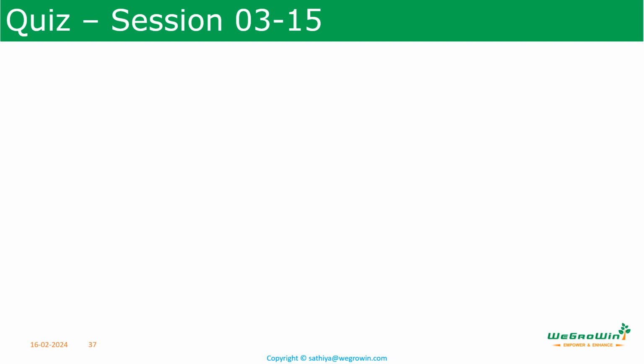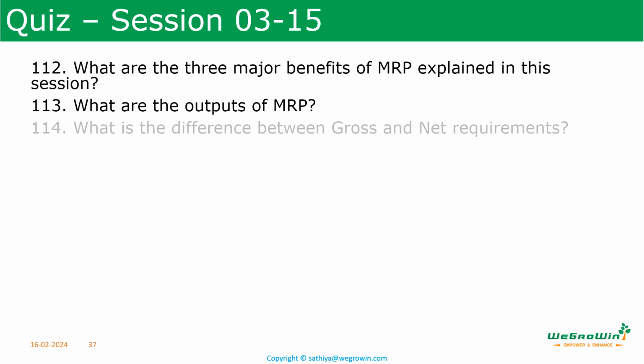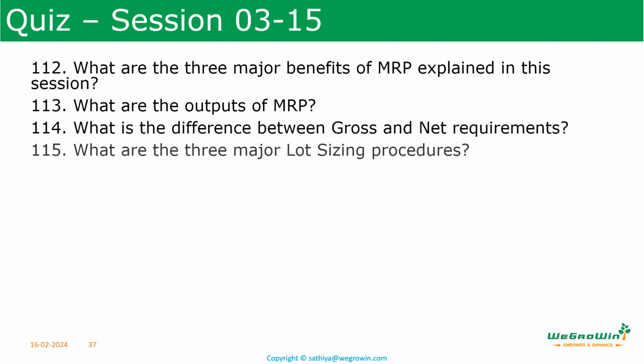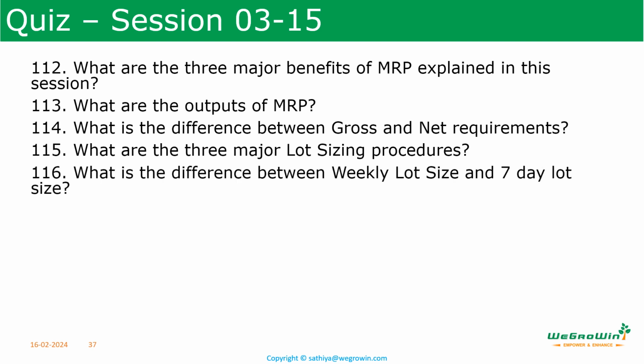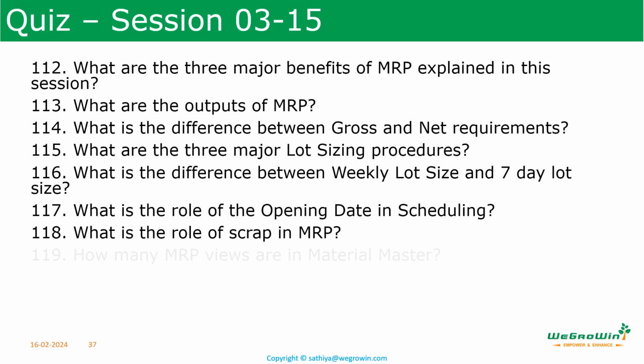So now just to refresh our understanding, let us go through some quiz questions for this session. What are the 3 major benefits of MRP explained in this session? What are the outputs of MRP? What is the difference between gross requirement and net requirement? What are the 3 major lot sizing procedures? What is the difference between weekly lot size and 7-day lot size? What is the role of the opening date in scheduling? What is the role of scrap in MRP?